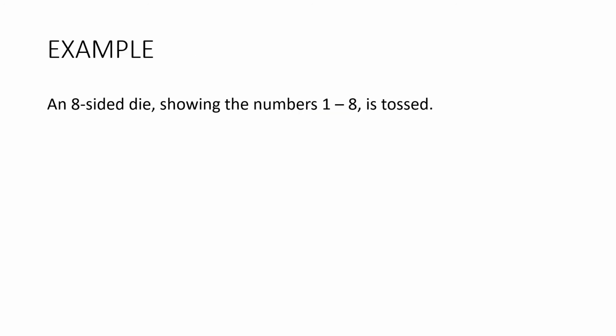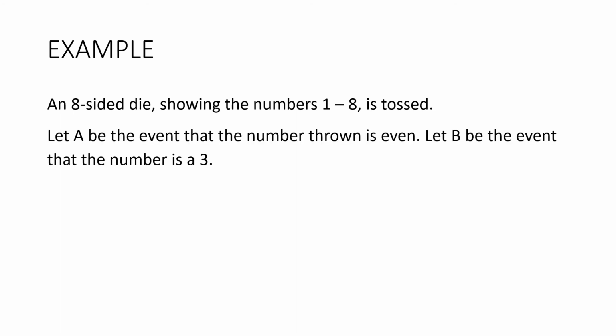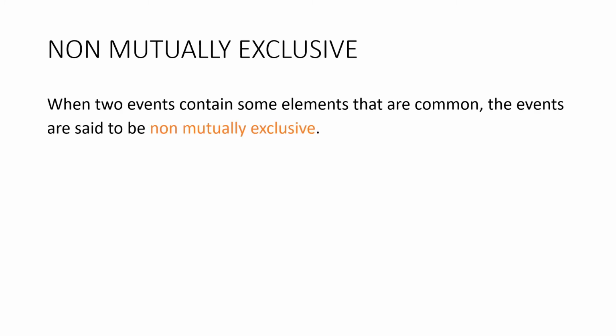Here's another example. An 8-sided die showing the numbers 1 to 8 is tossed. Let A be the event that the number thrown is even. Let B be the event that the number is a 3. Why are A and B mutually exclusive? Why don't they contain a common element? Do you know why? Because the only element in B is a 3, and 3 is not an even number.